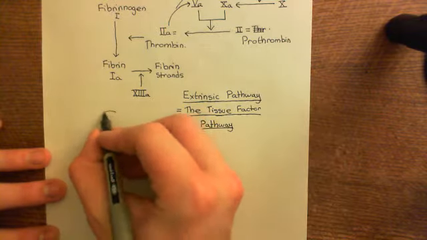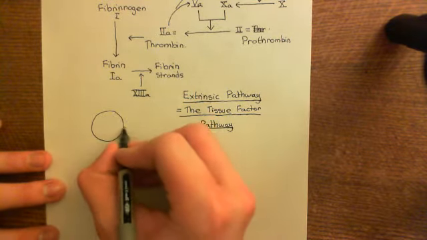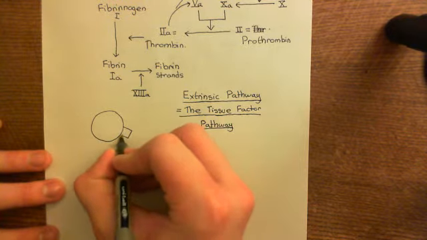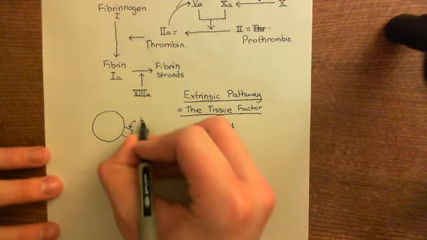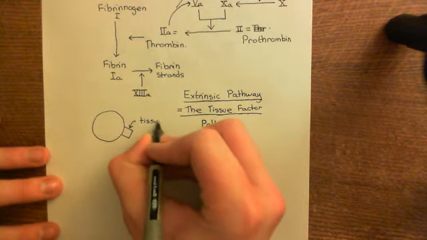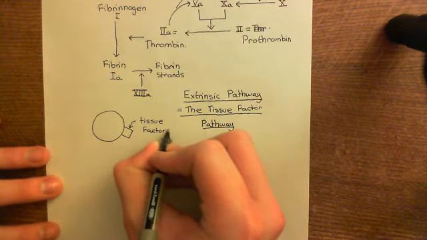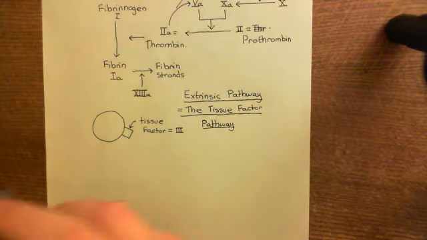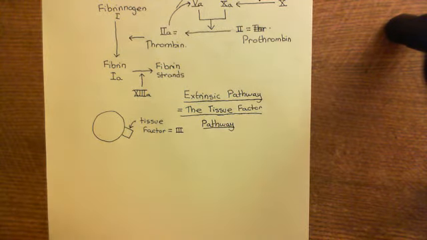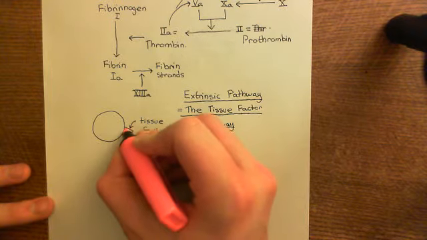Okay, so let's say here we have a cell in the deeper layer of the blood vessel wall, and it's got tissue factor on its surface. So this is tissue factor, or also its old name, remember, was factor 3. Okay, so this is coagulation factor 3. Okay, now all cells have tissue factor on their surface. So this is 3 here in this nice red colour.